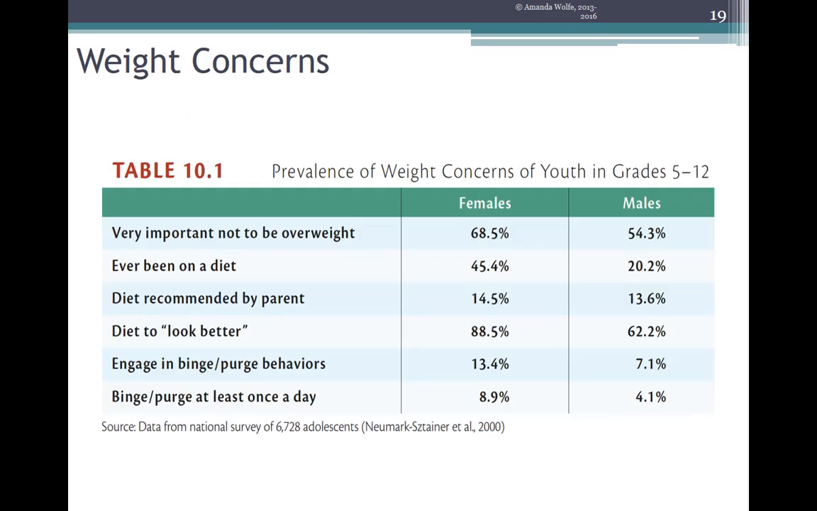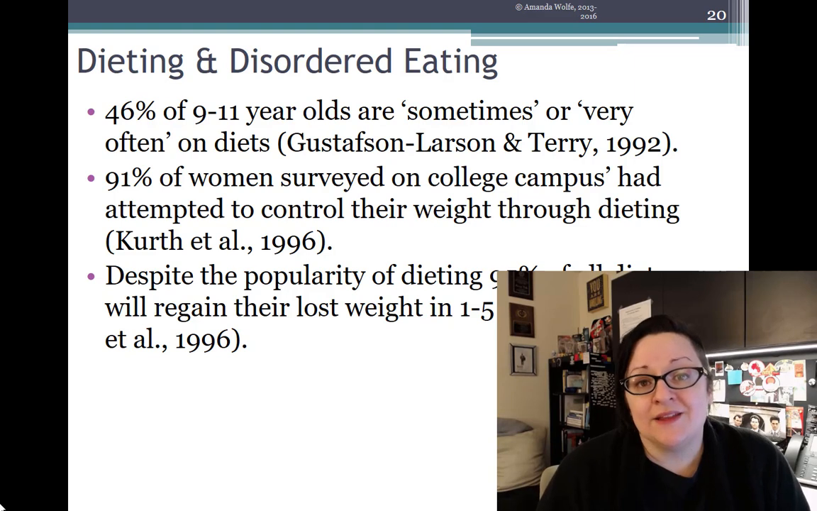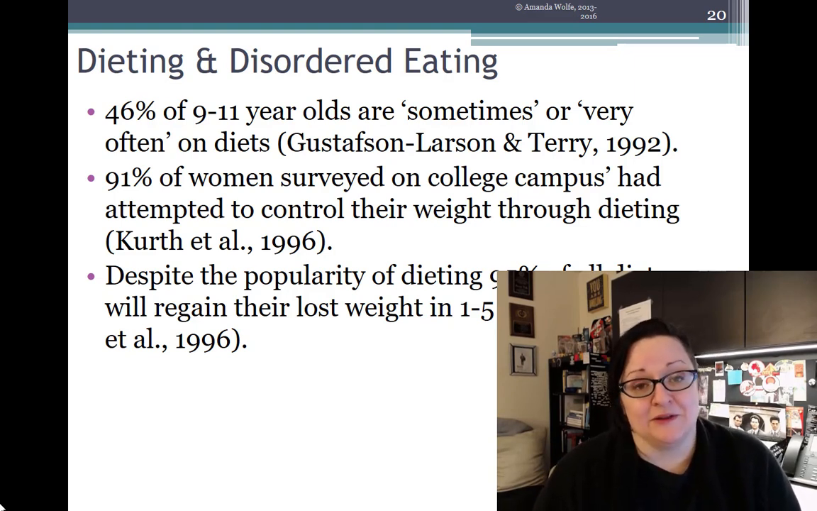The other real problem when we look at disordered eating is this stuff starts really young. Remember that grade 5, 5th grade, you're 10 years old. So we have 10, 11, 12, 13-year-olds who are sometimes or very often on diets. And anything that starts when you're young and there's not a good early intervention usually has a poor prognosis, which is one of the other reasons why we think disordered eating is so rampant in our culture.